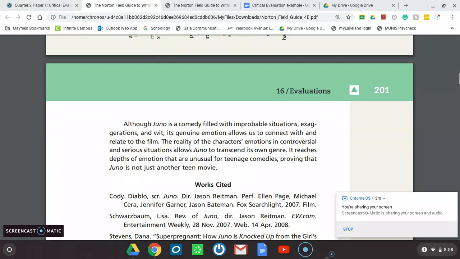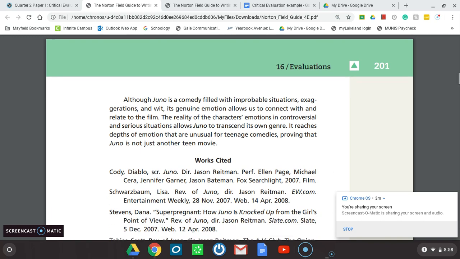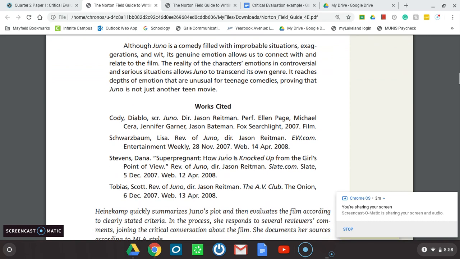You can then see there is a concluding paragraph that just reiterates in different words how there is emotion within this film, which is ultimately the most important part of what the writer was trying to argue. And then it's a kind of clever way to end it by saying that this movie is not just another teen movie, which you will notice was the title of the piece. I also like that this was an academic example and that it's offering you an MLA works cited page. The other two examples do not offer that.